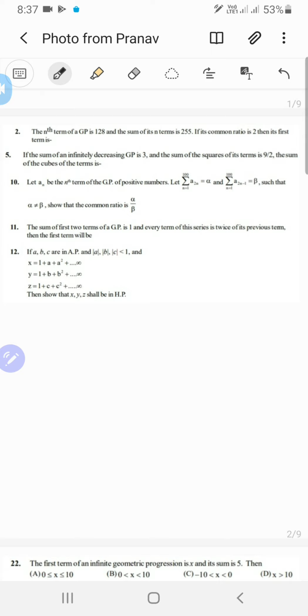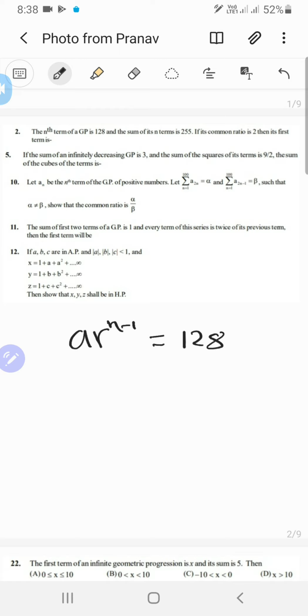If its common ratio is 2, we just found that. Okay, then its first term is... the ratio is already given to us anyway. So the nth term is 128, which is a times r to the n minus 1 equals 128.